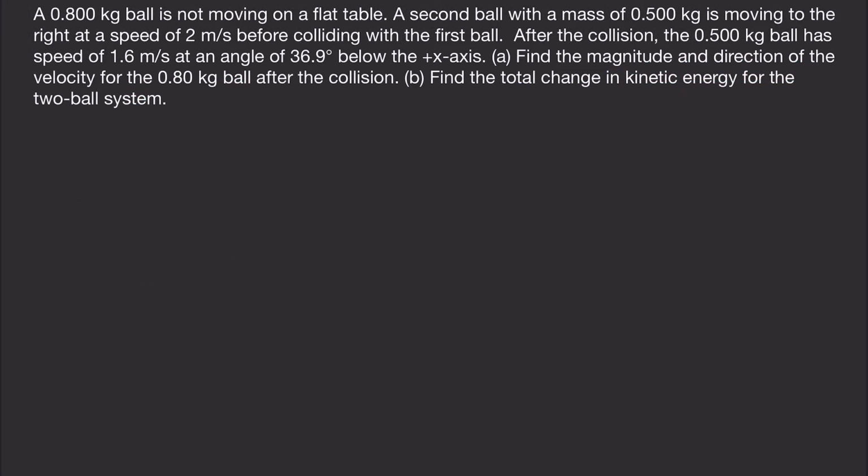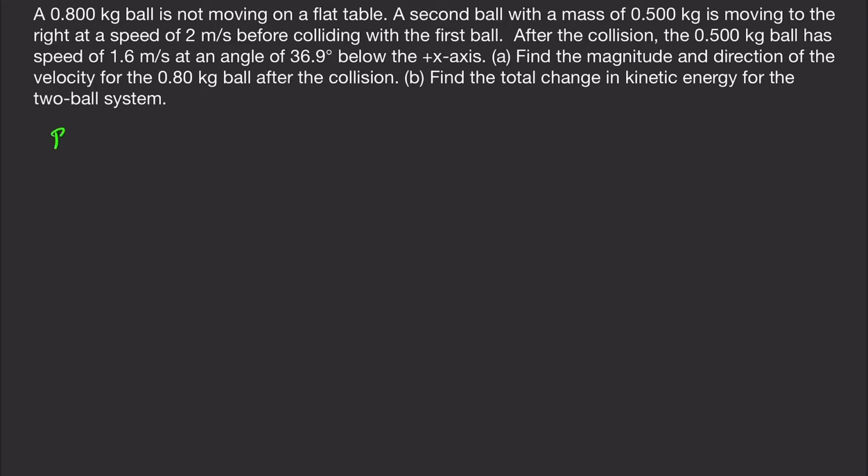For the next problem, we have a 0.8 kilogram ball that is not moving on a flat table. A second ball with a mass of 0.5 kilograms is moving to the right at a speed of 2 meters per second before colliding with the first ball. After the collision, the 0.5 kilogram ball has a speed of 1.6 meters per second at an angle of 36.9 degrees below the x-axis. And we want to find the magnitude and direction of the velocity for the 0.8 kilogram ball after the collision, and then we want to find the total change in kinetic energy of the two-ball system.